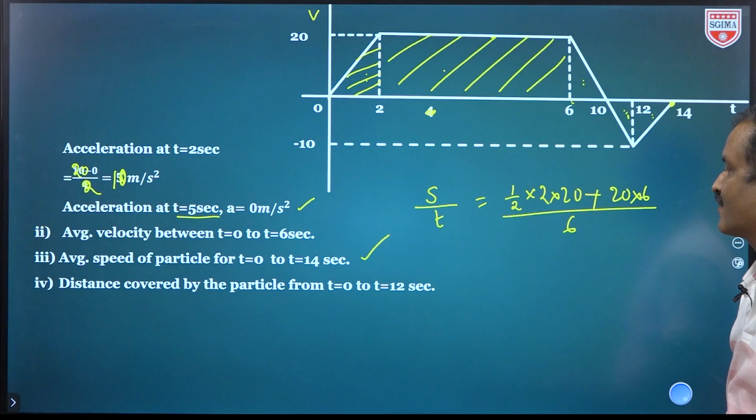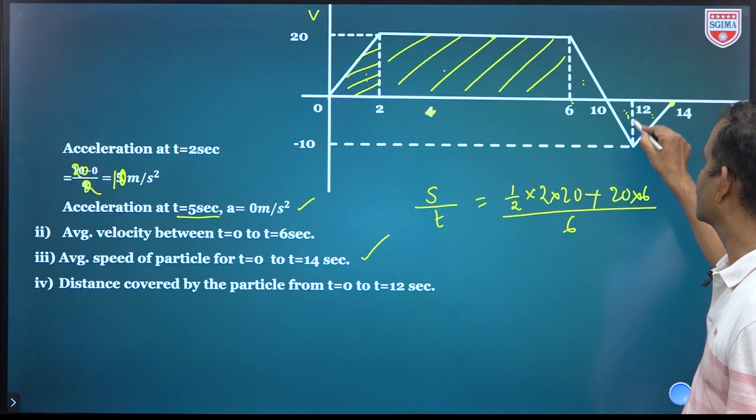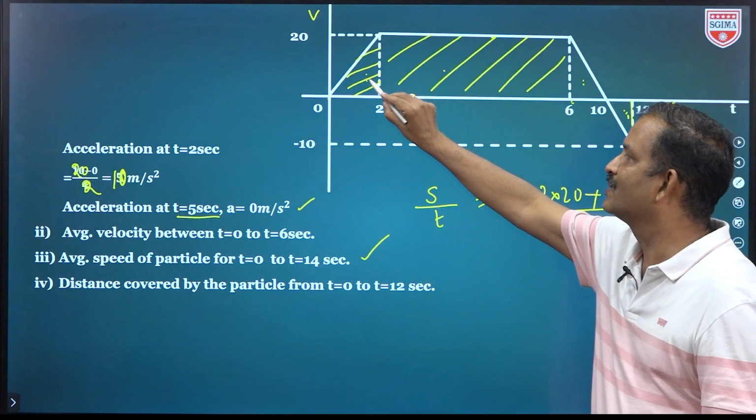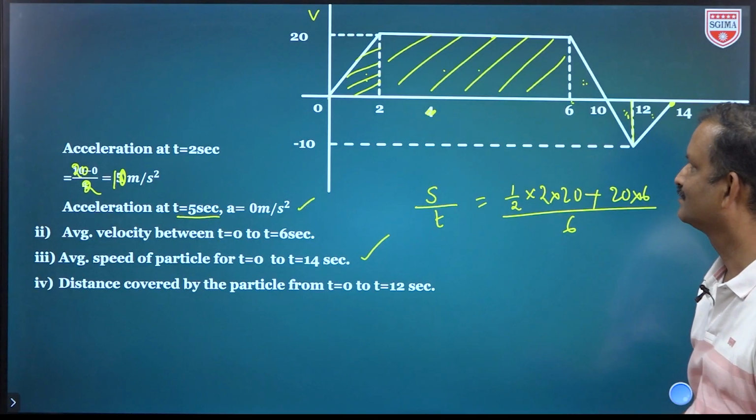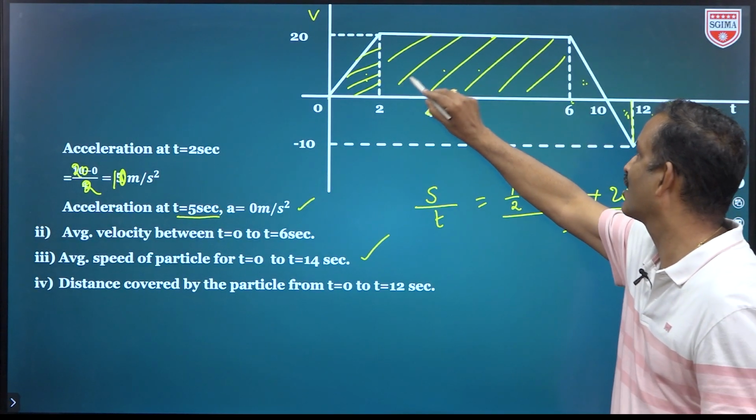Distance covered by the particle from t is equal to 0 to t equal to 12 seconds. Distance means this area plus this area plus this area plus this area. Plus area you have to consider.